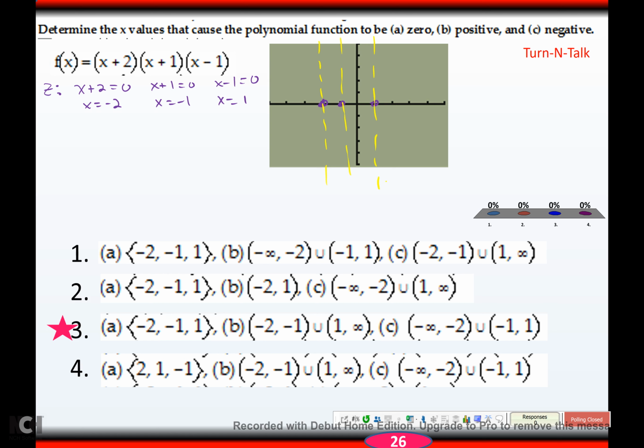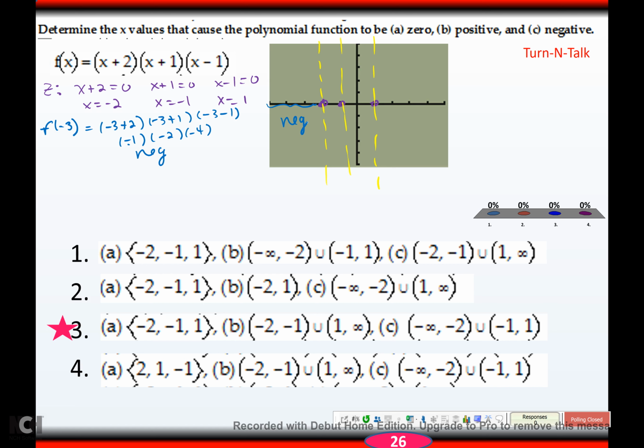So if I start down here, anything past negative 2, I'm going to choose negative 3. So if I plug in f of negative 3, so I'm testing this section here. Okay, I'm going to get negative 3 plus 2, negative 3 plus 1, negative 3 minus 1. This is going to be negative 1, negative 2, negative 4. A negative times a negative is a positive, times that negative is going to be negative. So this section is negative.